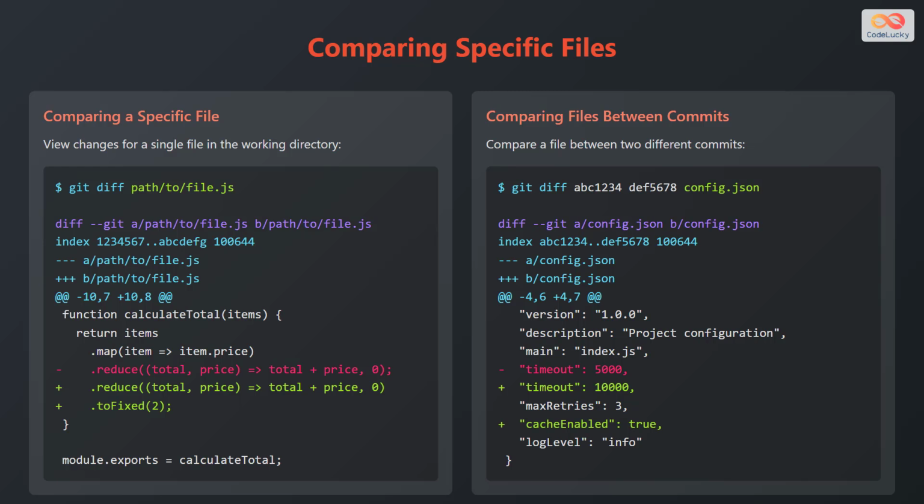On the right, we're comparing files between commits. To compare a file between two different commits, use the command git diff commit-id1 commit-id2 config.json. This will display the changes to config.json between the specified commits.